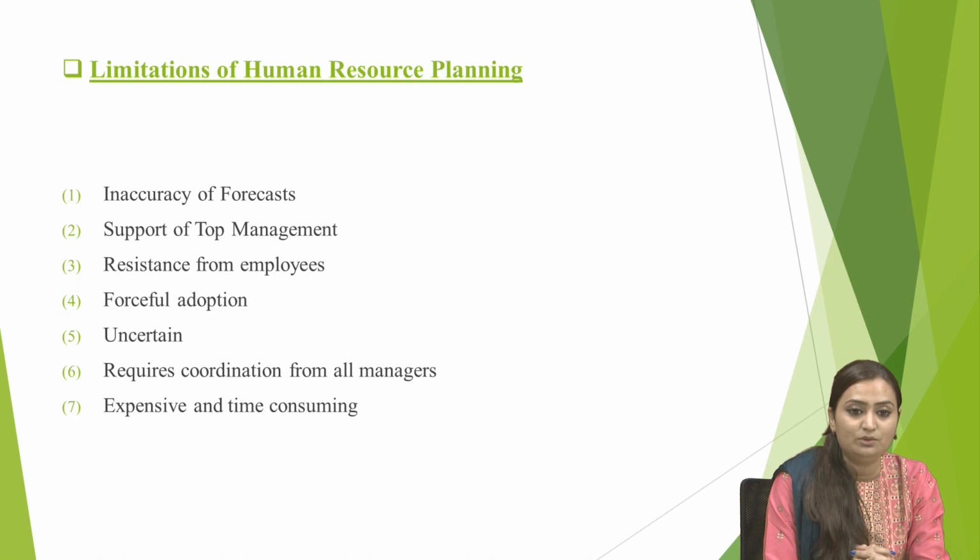Next is related to not proper support of the top management. If your top management is not supporting you for properly fulfilling the objective, then that will become a limitation of the company. Next is related to resistance from employees.